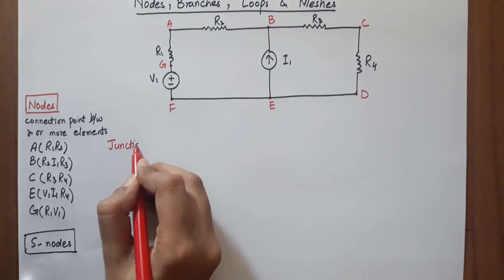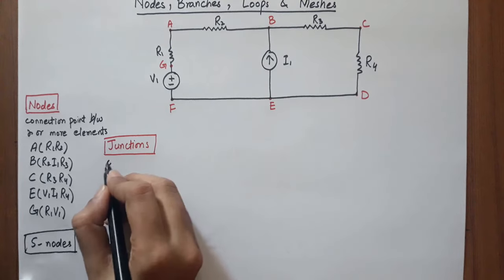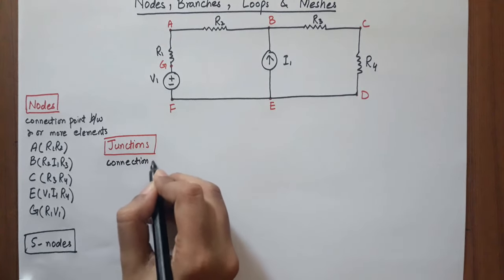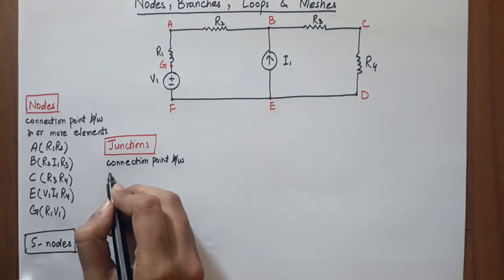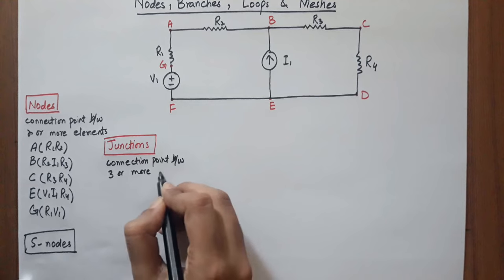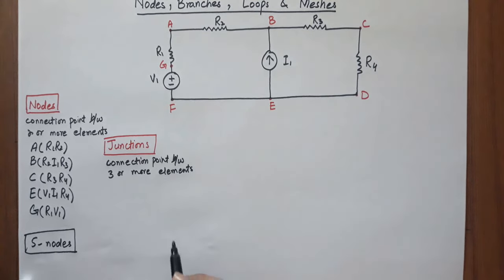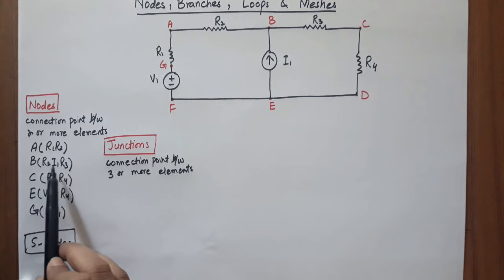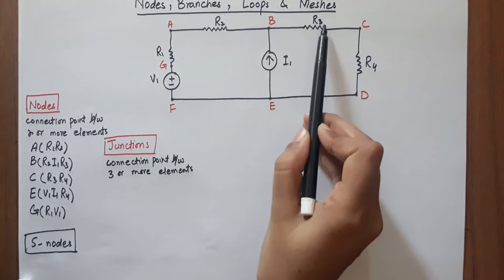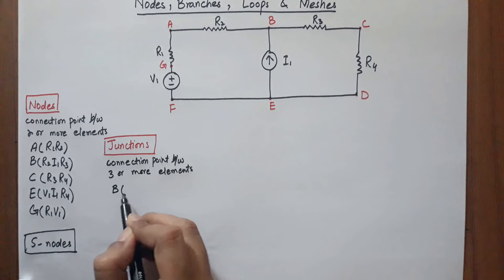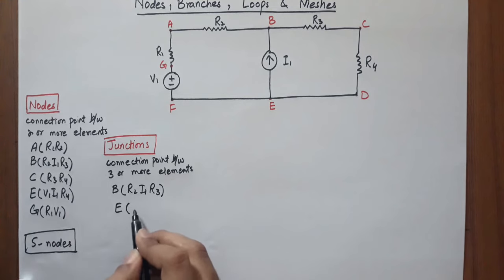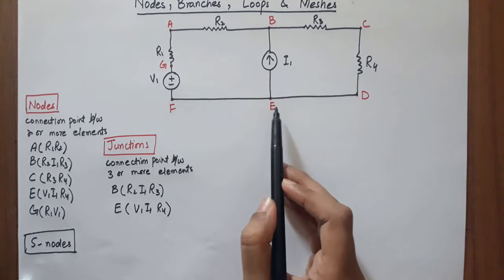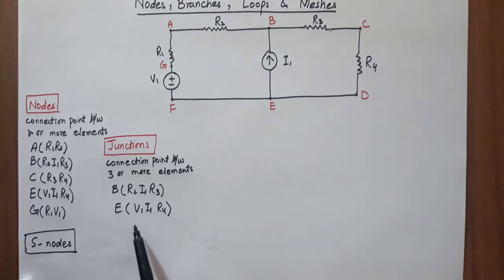Now, what is a junction and how many junctions are there in this circuit? Junction is a connection point between three or more elements. Three ya three se zyada elements ke beech mein jo connection point hoga, usko hum junction kehenge. So A jo hai wo two elements ke beech mein hai, so it is not a junction. B three elements ko connect kar raha hai, R2, I1 and R3. So B is a junction. And C is connecting only two points, E again three points. So V1, I1, R4. E is connecting I1, V1, R4. And G is connecting two elements, so not a junction. So we have only two junctions in this circuit.